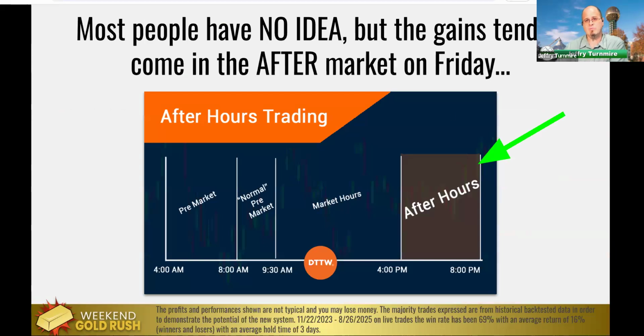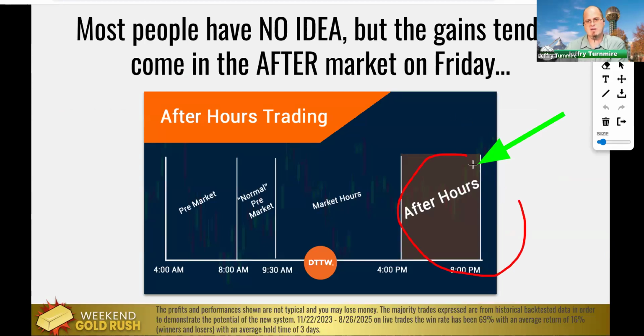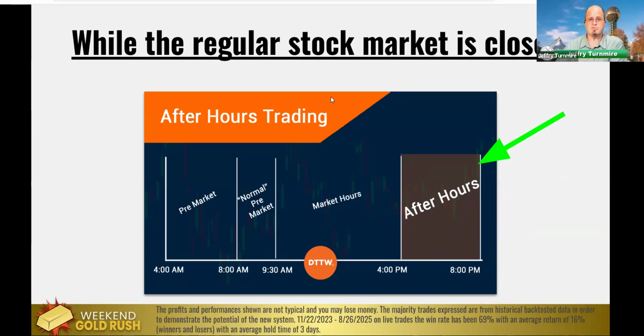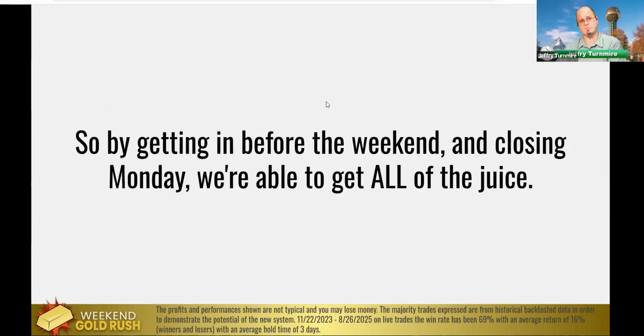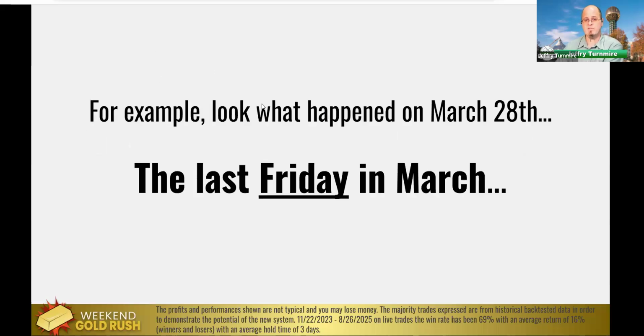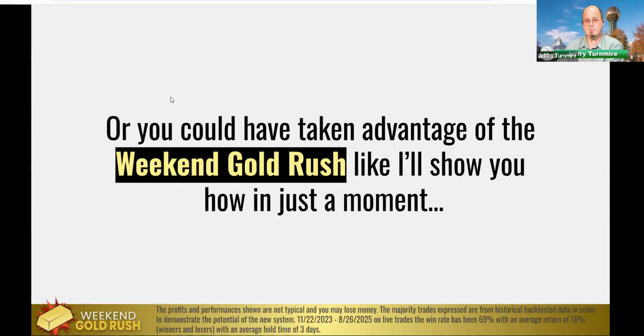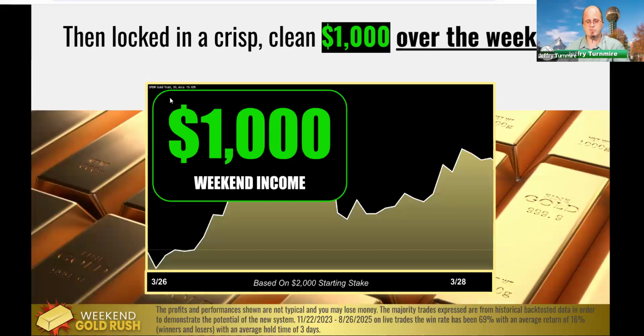The data has shown that there's this resettlement period that happens after hours on Fridays where gold actually gets a little more juice, tends to go up a little bit more. So by Monday morning, we catch that little extra juice while the regular stock market's closed, right? We get all that extra juice by closing out on Monday. Like March 28th, the last Friday in March, gold surged on Friday, up about 1%. Now you could have bought shares, made a few bucks, or you could have taken advantage of the Weekend Gold Rush trade and locked in a crisp, clean $1,000 bill. Although they don't make $1,000 bills, so 10 Benjamins, right?